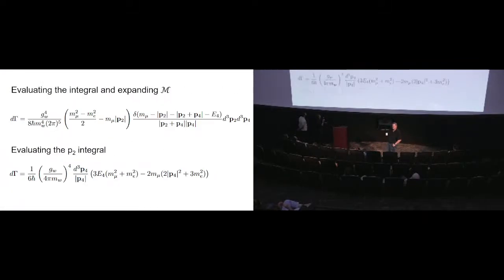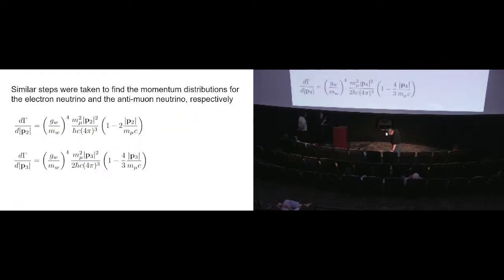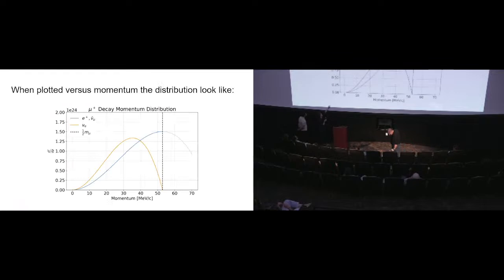When we evaluate the P2 integral, we end up getting the bounds that P2, or the momentum here, P4 actually, is always going to be less than half the mass of the muon. So it ends up giving us that big cutoff there. And we get a similar thing as well for the muon neutrino.